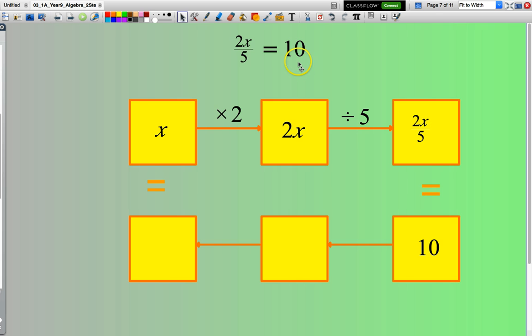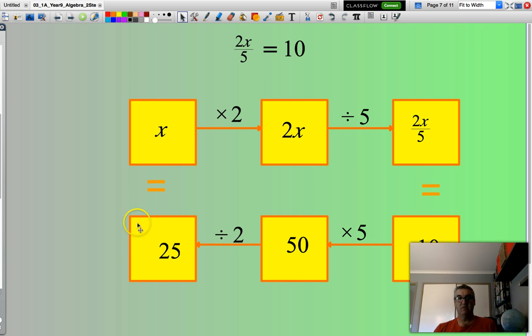Now, what I need to do is work my way backwards. So, I start with 10, and I need to look at the inverse operation. The inverse operation to divide by 5 is multiply by 5. And 10 multiplied by 5 equals 50. Now that I have my 50, what's the next operation I need to perform? I do the opposite, or the inverse, to multiply by 2. So, I will divide by 2. And 50 divided by 2 equals 25. So, the answer here is x equals 25.